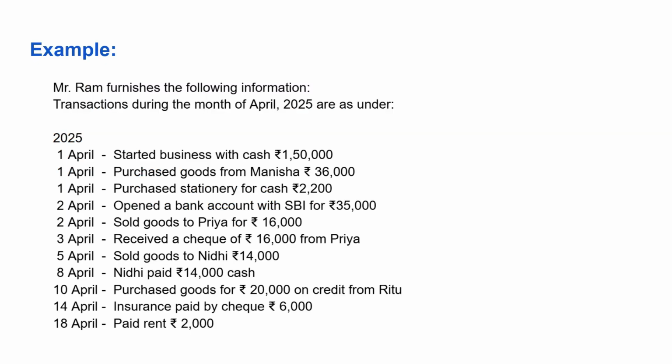1st April, purchased goods from Manisha 36,000 rupees. Here the two accounts affected are purchase account and Manisha's account. Why? Because we have purchased it on credit. It is not mentioned that we have paid, so it is assumed as credit transaction. So the two accounts are purchase account and Manisha's account.